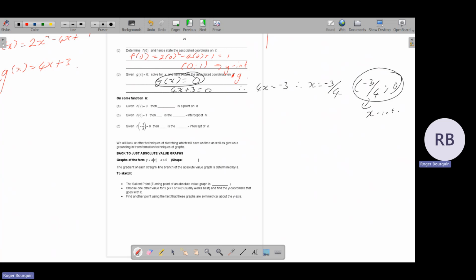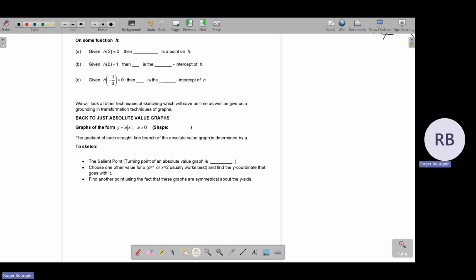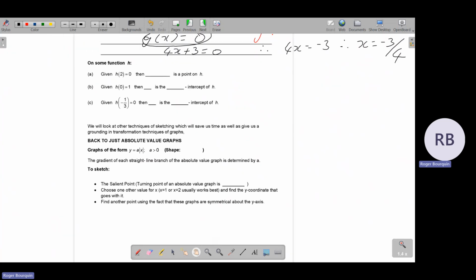So in general, guys, we'll have a break just now. If you've got h of 2 is equal to 0, try complete that, then what's the point on h? 2 and 0. Right, try finish that.